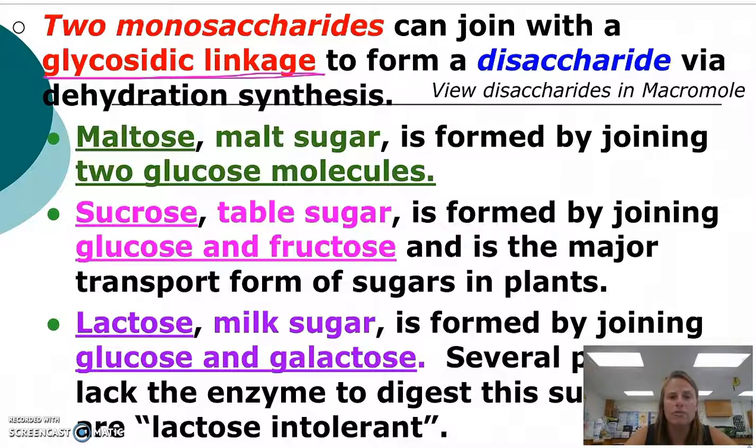The three disaccharides that we need to be familiar with are maltose, sucrose, and lactose. Let me tell you what those three sugars are. Maltose is a malt sugar, and it is formed by joining two glucose molecules. Sucrose is table sugar, a naturally occurring sugar in plants like cane sugar or beet sugar, and it is formed by joining glucose and fructose. Lactose, or milk sugar, is formed by the joining of glucose and galactose.